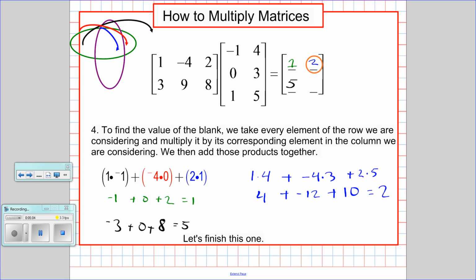Our bottom right answer blank is going to be found by doing the bottom row times the right column, or 12 plus 27 plus 40. 3 times 4, 9 times 3, and 8 times 5. When we add all of those together, we get 79. So the multiplication between these two matrices is going to result in a 2 by 2 matrix with elements 1, 2, 5, and 79.